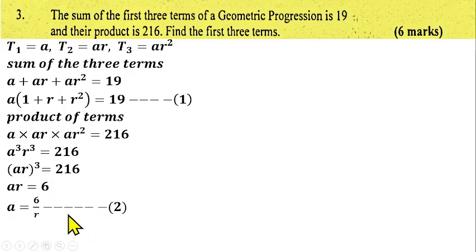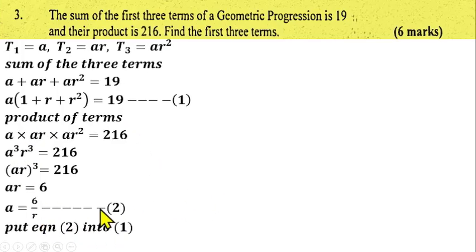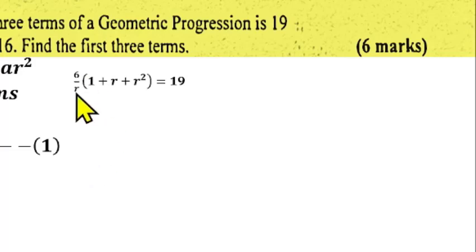Then from there we can make a the subject of the formula here. a will be equal to 6 over r. We can call that equation 2. Then we can now put equation 2 into equation 1. So wherever we see a, we put 6 over r there. So that will give us 6 over r multiplied by this equals 19. We'll be having 6 over r into 1 plus r plus r squared equals 19.